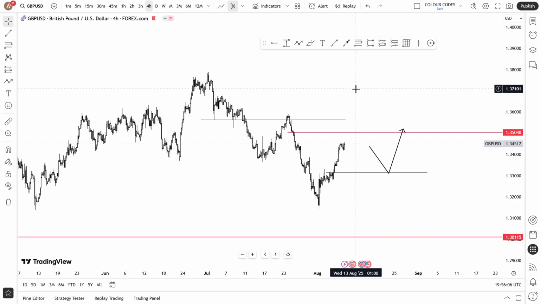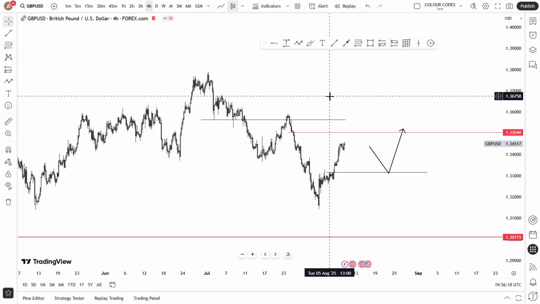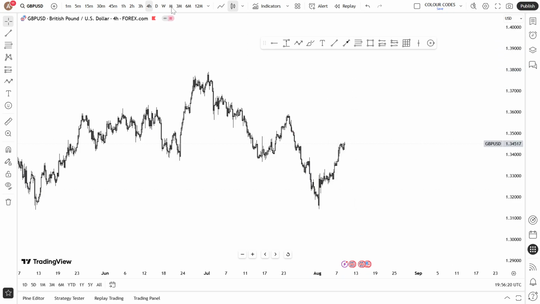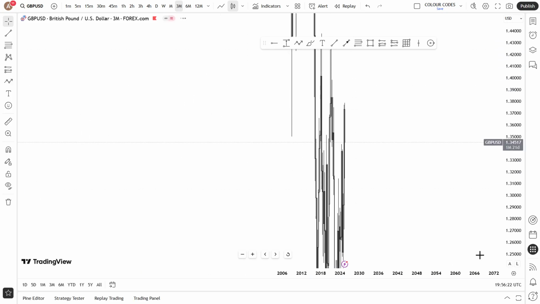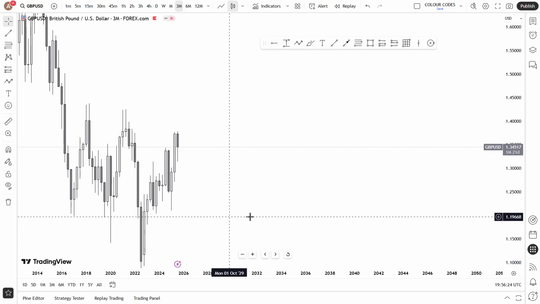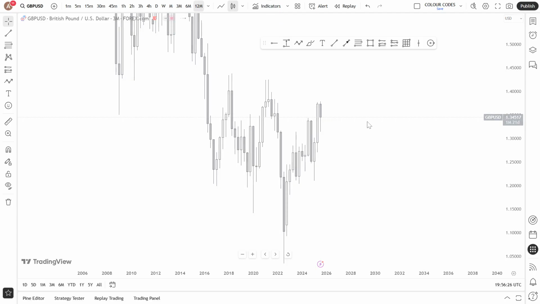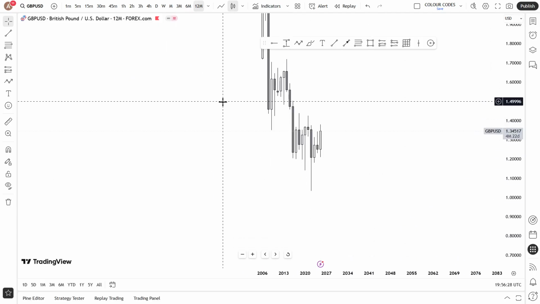GBP USD is also looking a bit messy, but then it still has a way around it. Let's start from the top. We will understand better. Let's start from 3 months or monthly. I think 12 months makes sense. Or it was 6 months.